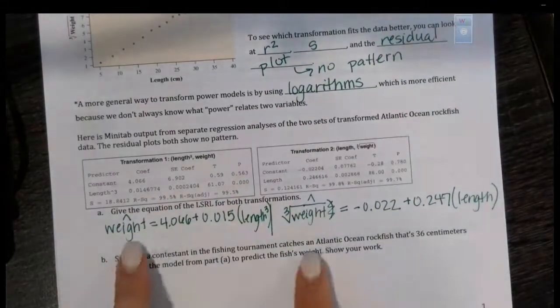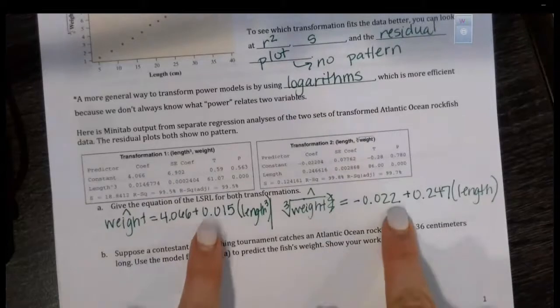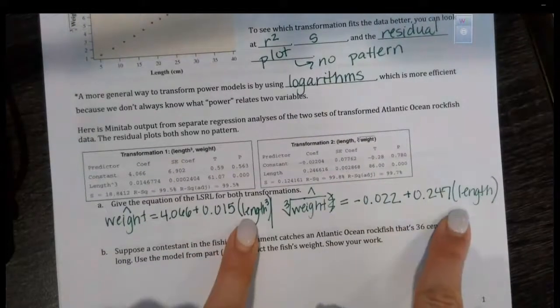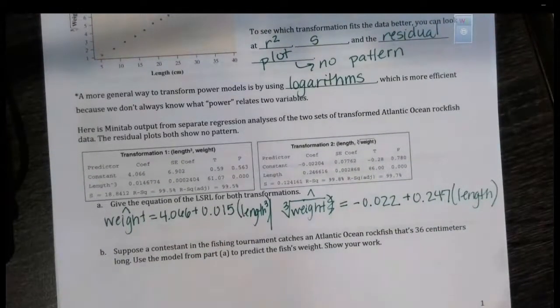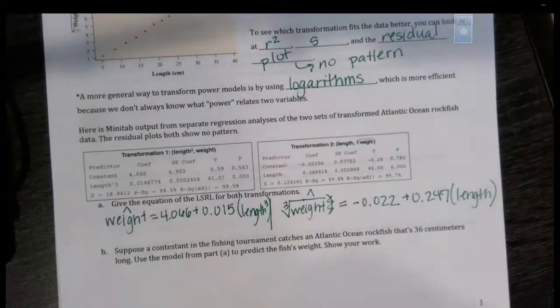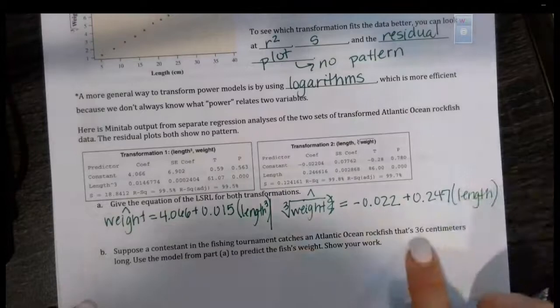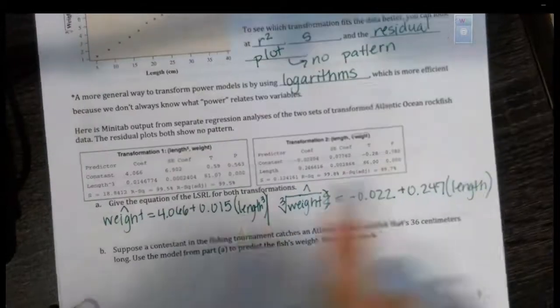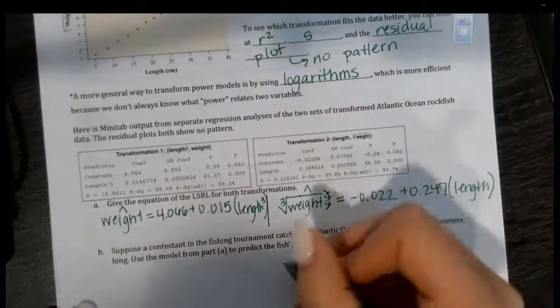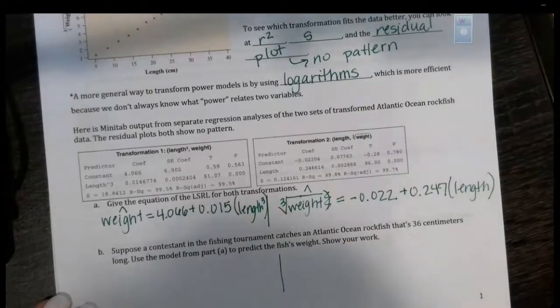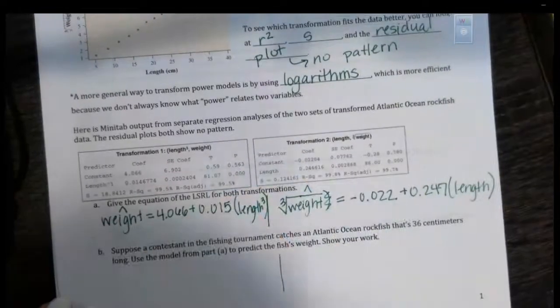So we have our y-hats, we have our constants, we have our slopes, and we have our x variable. All right. So we could use this to estimate either way, right? So if we wanted to use this, if we know that it's 36 centimeters long, then we just plug it into the length on either equation, and we can compare and see which one we get here.